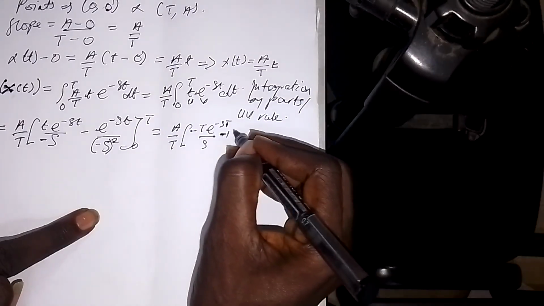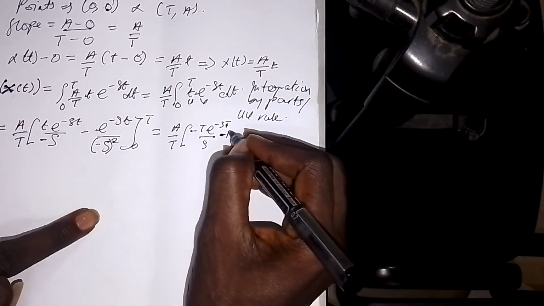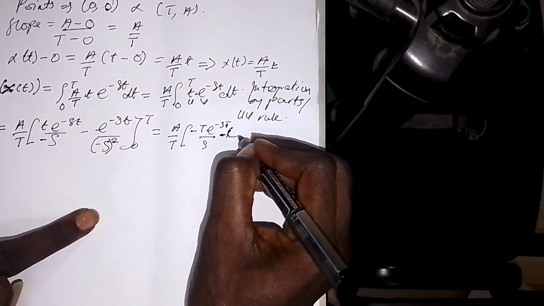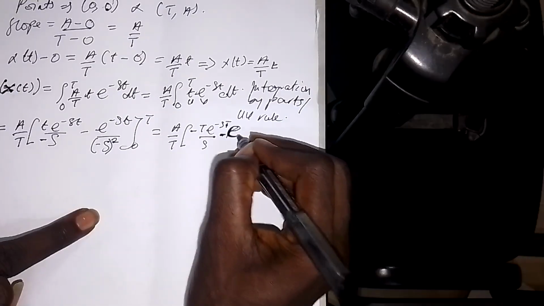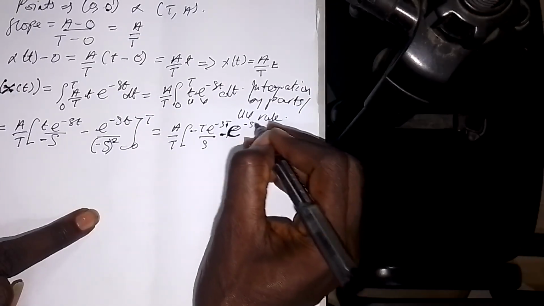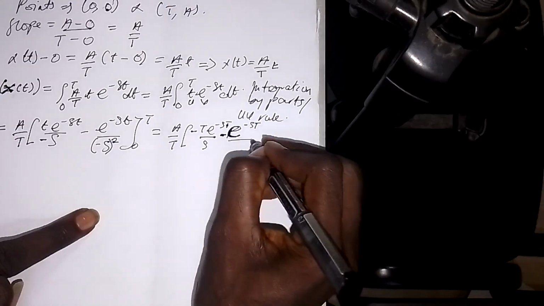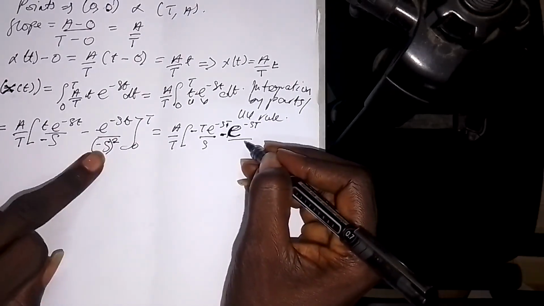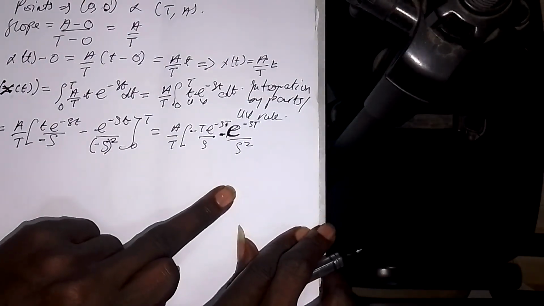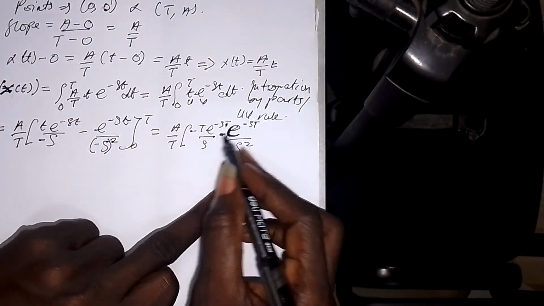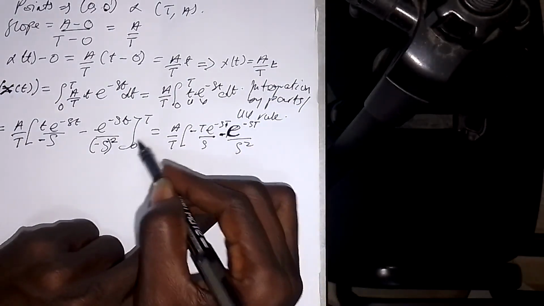Minus e to the minus st over minus s squared, which is s squared. Let me just write something like this. And then that will be all for t. Now I'll come to the lower limit, 0.